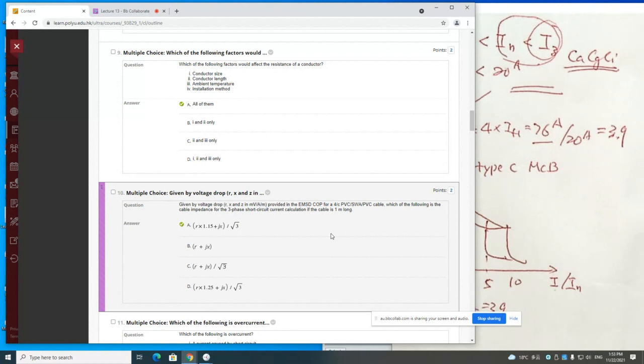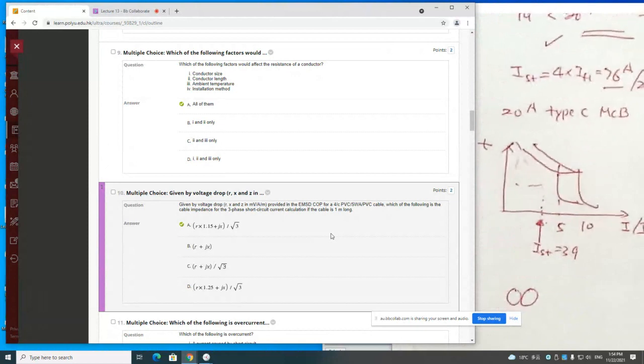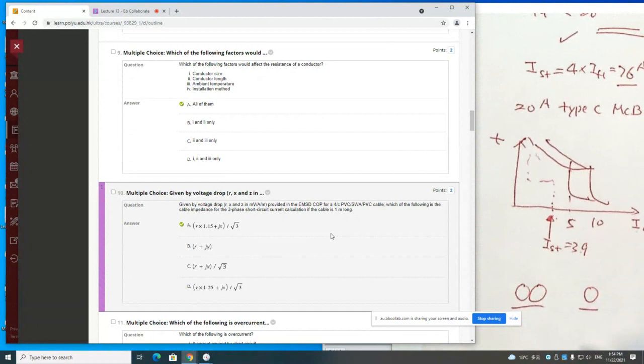Installation method, okay? Well, this is not really clear, because the installation method, for example, let's say you have two cables installed together, and then compare with the case with a single cable.